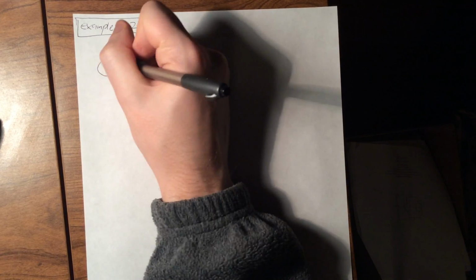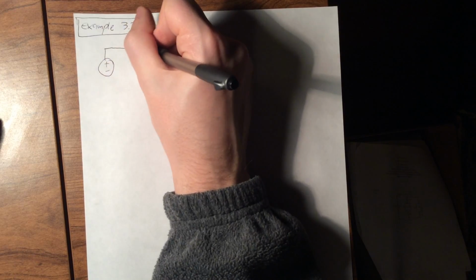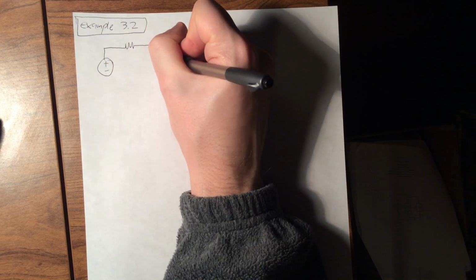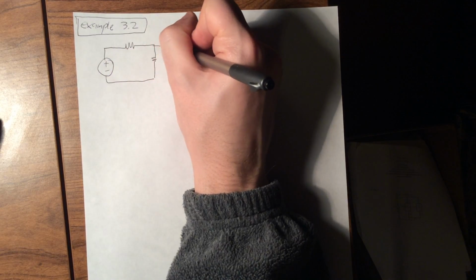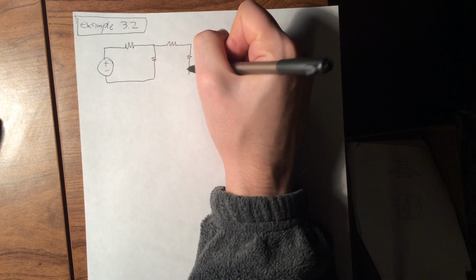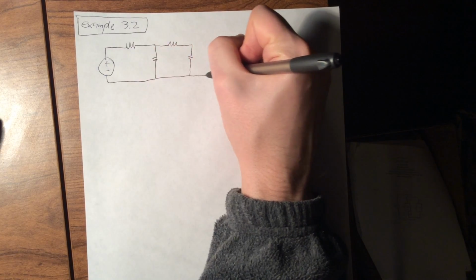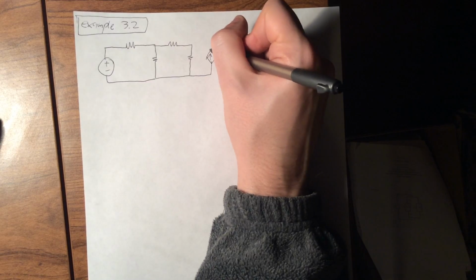All right, and this one we've got example 3.2. And so we're going to draw our circuit up here. We've got a positive, a negative, an elbow, a resistor, a resistor, another resistor, and an independent current source.